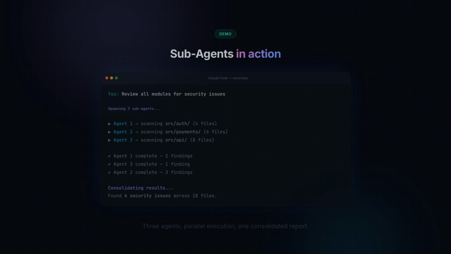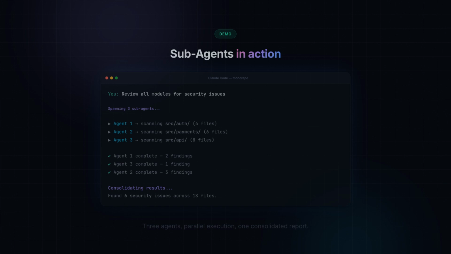You ask Claude Code to review all modules for security issues. Instead of reading 18 files one by one, Claude spawns 3 subagents. Agent 1 takes the auth directory, 4 files. Agent 2 handles payments, 6 files. Agent 3 covers the API layer, 8 files. They all run in parallel.